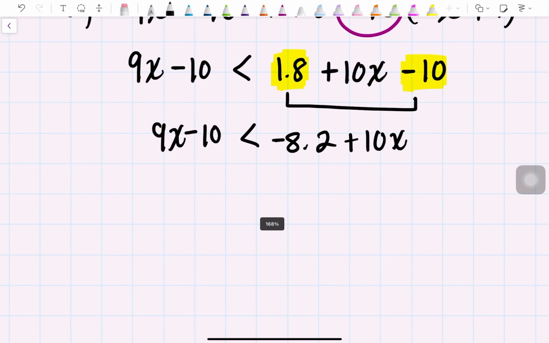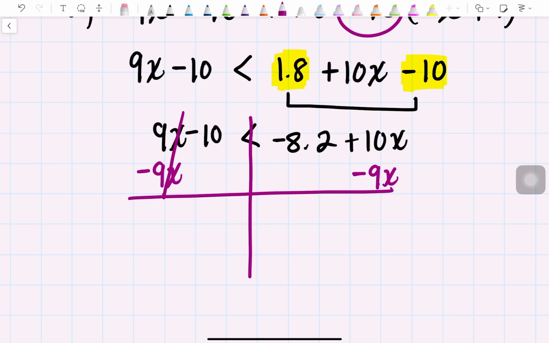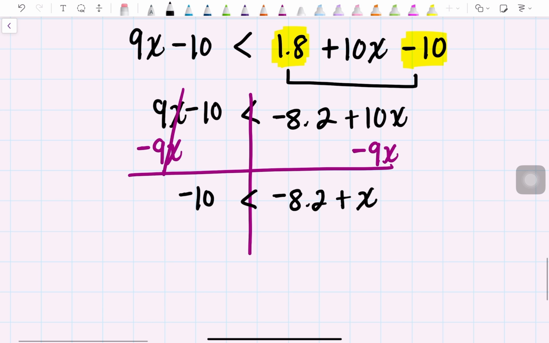Now, from here, guys, variables to one side, numbers to the other. All right, so I'm going to go ahead and subtract the 9x and subtract the 9x, just because in all the other examples, I kept the variable on the left-hand side. I'm just showing you guys it doesn't matter which side I move it to. And here I actually have a positive x left, or a 1x, but it's just x. From there, I'm going to go ahead and add 8.2 and add 8.2.